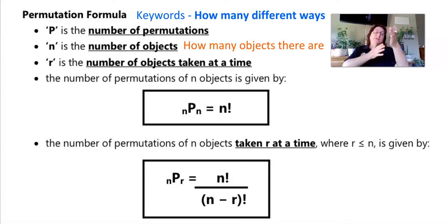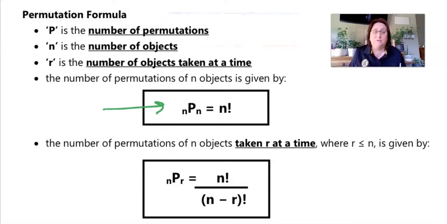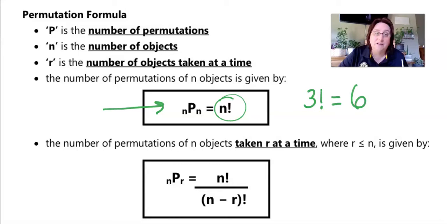So what we just did up above, we just took A, B, and C. We took 3 objects, and we're taking all 3 of them at a time. So do you guys see that my formula right here would be NPN? Well, guys, that's the same thing as n factorial, isn't it? So if you guys wanted to test this, if you said, okay, I'm taking 3 objects, all 3 at a time, 3 factorial in your calculator equals 6.